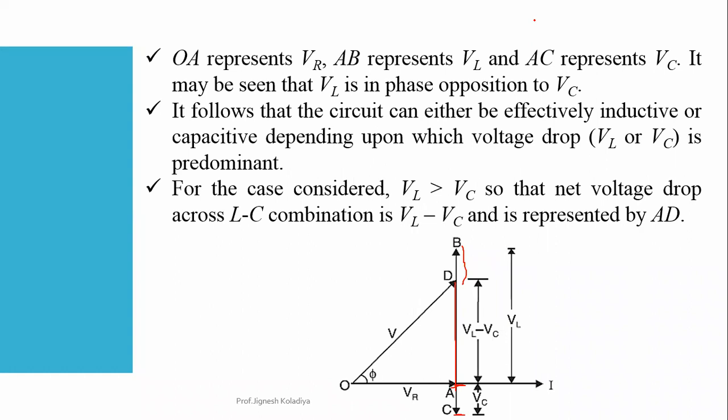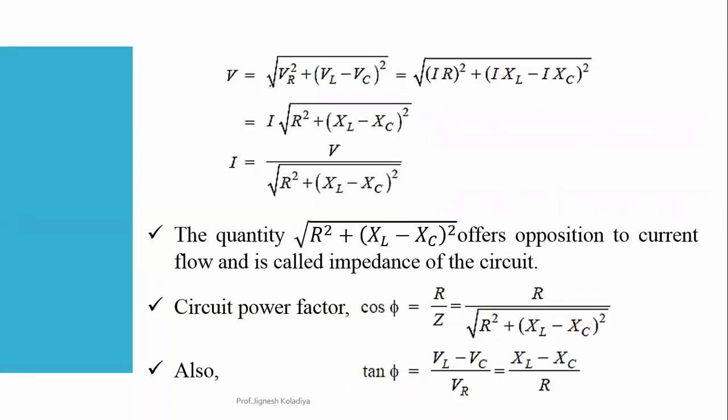So for this particular case, if you want to find the resultant voltage V, then again you have to apply the Pythagoras theorem. So I'm getting V equal to the square root of VR squared plus (VL minus VC) whole squared. VR means I into R, VL means I into XL, and VC means I into XC. Take I common. So I'm getting V equal to I times the square root of R squared plus (XL minus XC) whole squared.